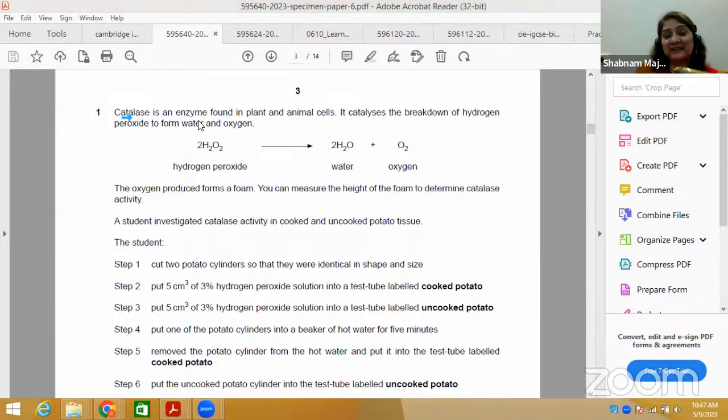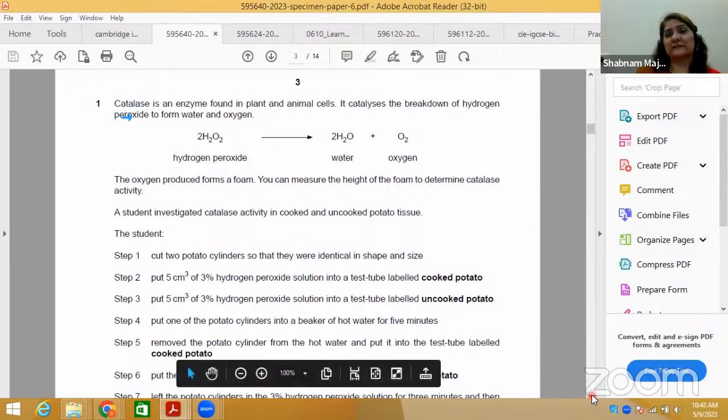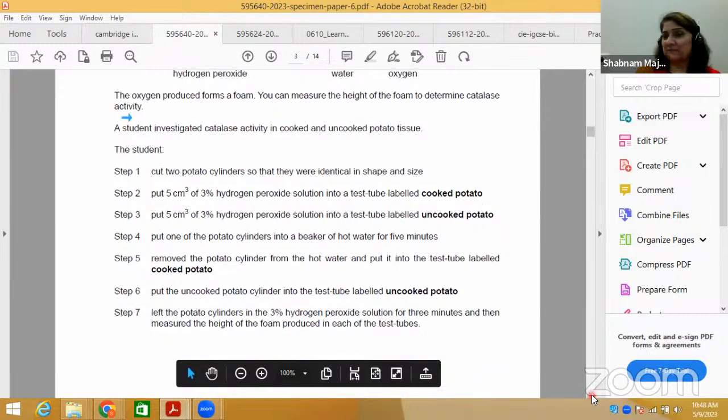You know that catalase is an enzyme, and it is found in different types of enzyme found in plant and animal cells. Already told you, it catalyzes breakdown of hydrogen peroxide. So oxygen produced, achha, foam banega, whatever the height of the foam determines the catalase activity. So I don't need to go through this because I know that you all have solved this. As far as I know, sabne solve kiya hoga.